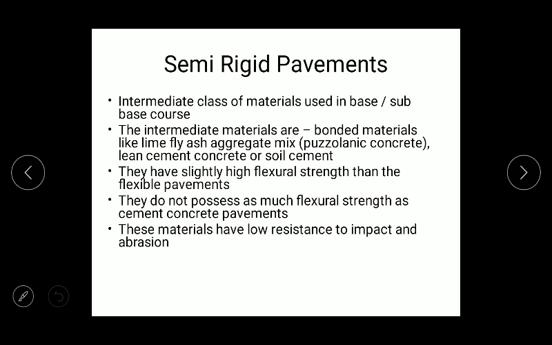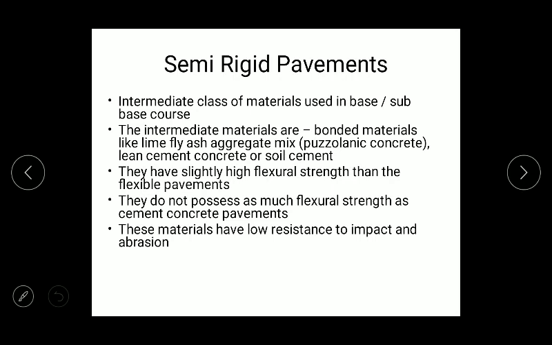So the last type of pavement is semi-rigid pavements. It is the combination of a flexible pavement and rigid pavement. I'm just going to list out some of the points here. The first point, intermediate class of materials used in base or sub base course. And second point, the intermediate materials. What are those intermediate materials? It may be bonded material like lime, fly ash, aggregate mix, or soil cement mix.